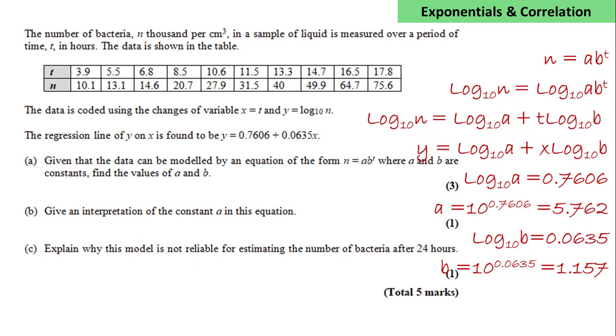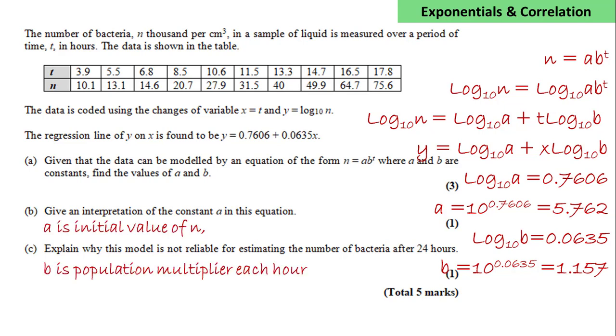We're asked to give an interpretation of a. Well, if you put t equal to 0, then n would equal a. So a is the initial value of n. So that's the initial density when we start measuring. Then with b, if you were asked for an interpretation of b, then b is the population multiplier each hour. If the power of t increases by 1, then b to the t plus 1 is b times b to the t. So we can see that n would be multiplied by b.